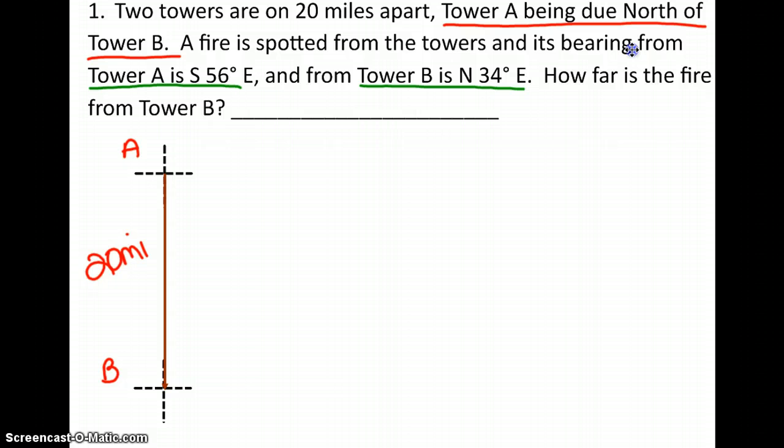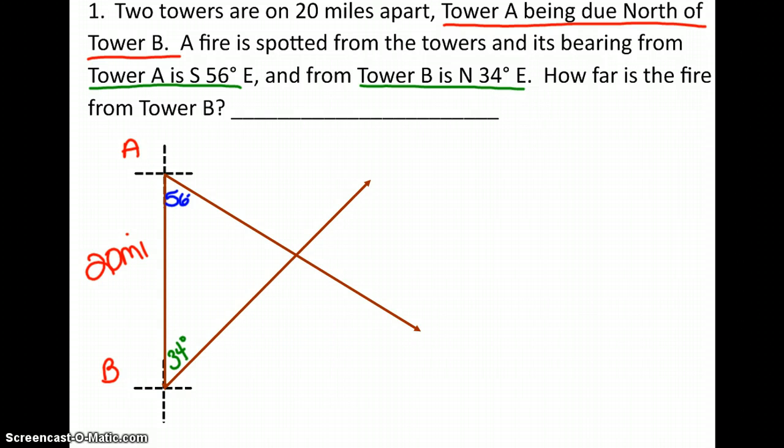So let's start from Tower A. We need to open up south 56 degrees to the east. And then we need to start north and go 34 degrees east. So let's say this was 56 degrees. Now we are going to open up 34 degrees. We have to prove that we have a right triangle, and if we notice 56 degrees and 34 degrees are complementary, therefore my right angle is right here.